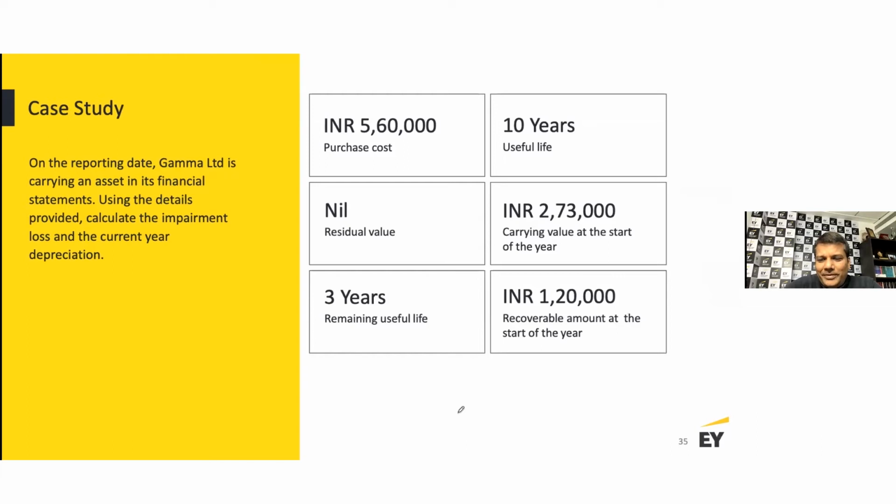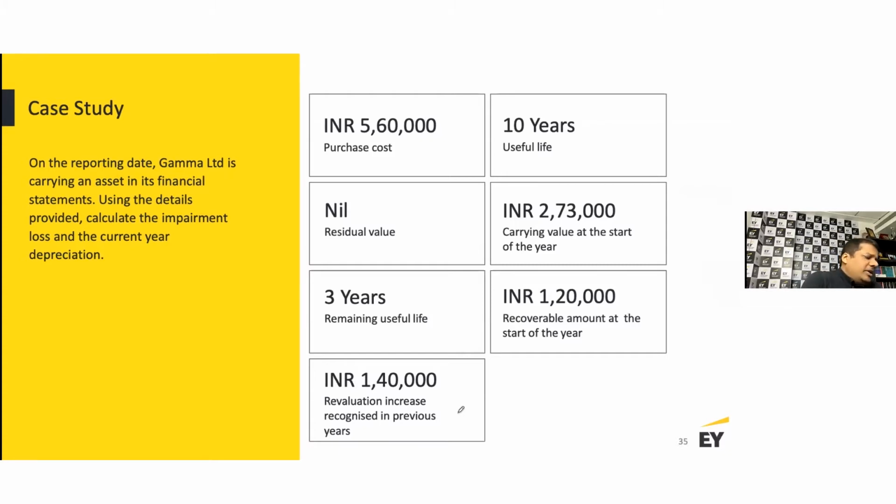Clearly a problem here, right? INR 1,40,000. This is a unique piece of information here. INR 1,40,000 revaluation increase recognized in previous years. That means here I'm following the revaluation method of accounting, right?